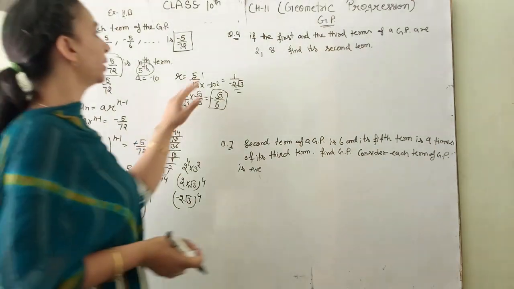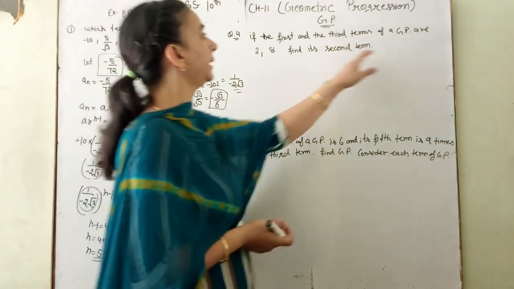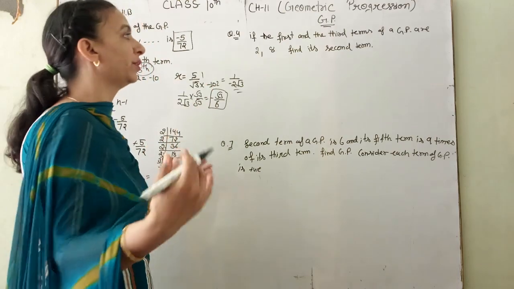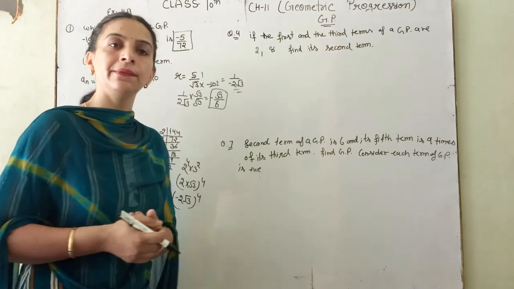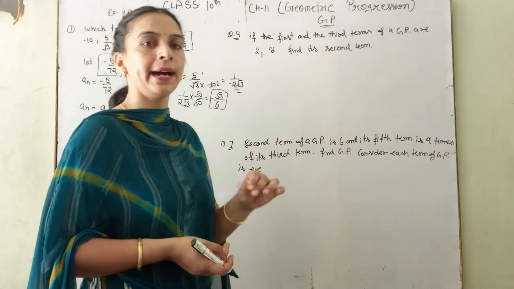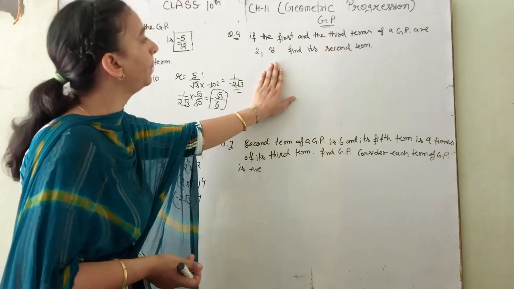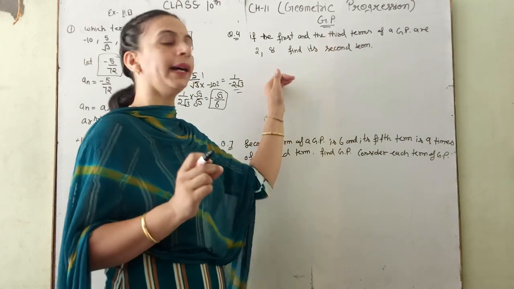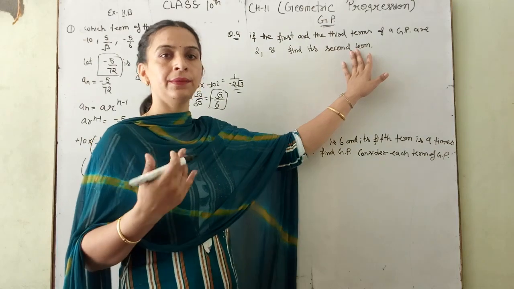Okay, then next question number 4. If the first and the third term of a GP are 2 and 8, find its second term. Students, this type of question also appears in the chapter on AP. Same as there, if two terms are given, with their help we find the next term. So first we find a and d, after that we find the next term. Same as that, this question is based on GP. With the first and third terms we find the first term and common ratio, after that we find the required term.